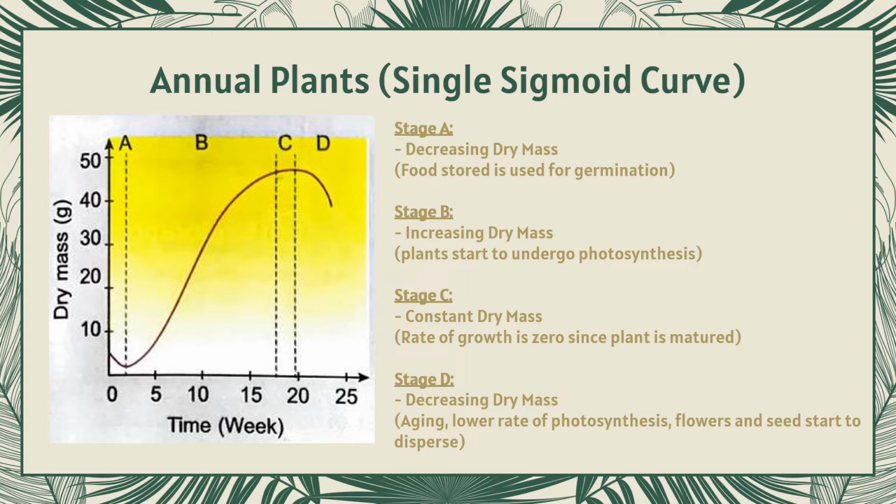In stage A, you can see the curve goes down because the dry mass is decreasing since the food stored in the cotyledon of the plant is used for germination of the seed. At stage B, the curve goes upwards because the dry mass is increasing since the plants start to undergo photosynthesis with the presence of leaves that have chlorophyll pigments. In stage C, the dry mass is constant because the rate of growth is zero since the plant is already matured. And at stage D, you can see the sigmoid curve goes down because the dry mass is decreasing since the plant is aging, such as humans do, and it has a lower rate of photosynthesis, and also the flowers and seeds of the plant start to disperse throughout the environment.